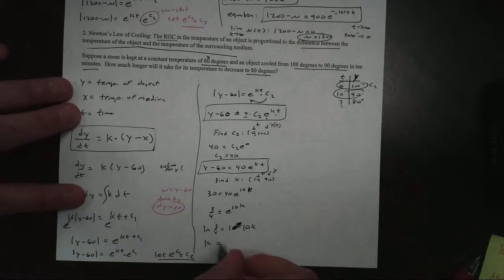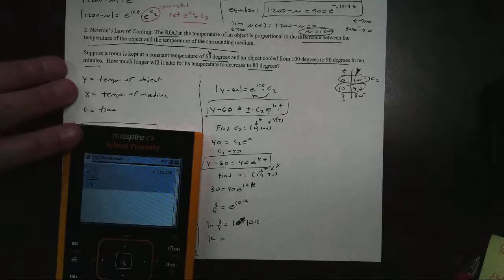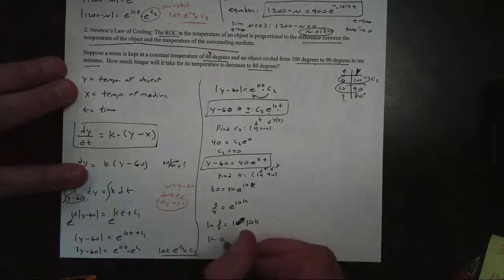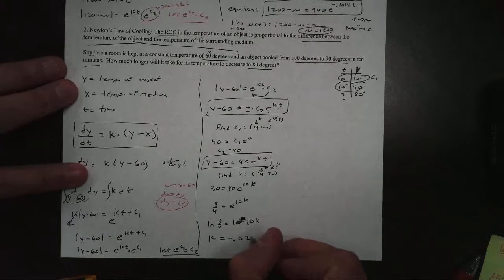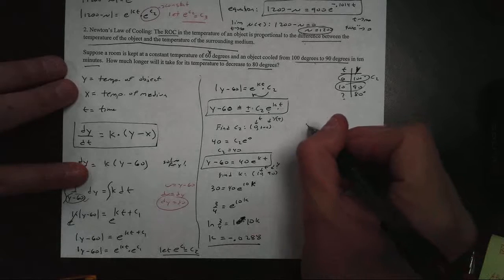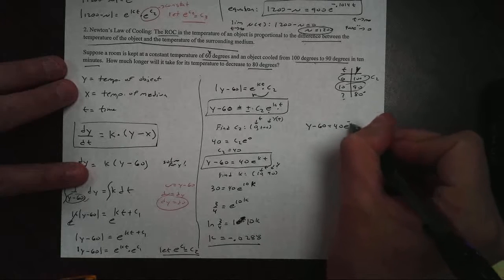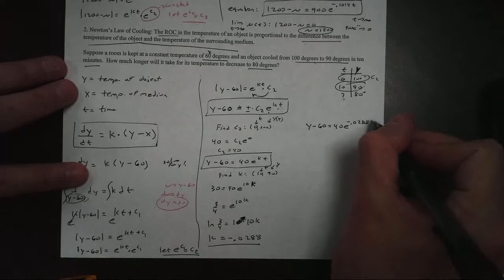Use your calculator, go out about 4 decimal places. You know how to do this. I take the natural log of 3/4, and I divide that by 10. And we get negative 0.0288. There's our K value. So my equation, y minus 60 equals 40 e to the negative 0.0288 t. But we're still not done.